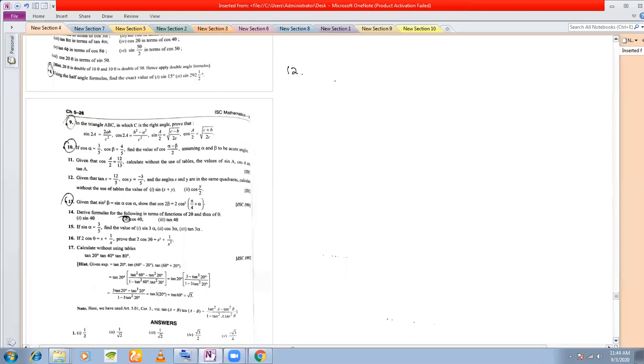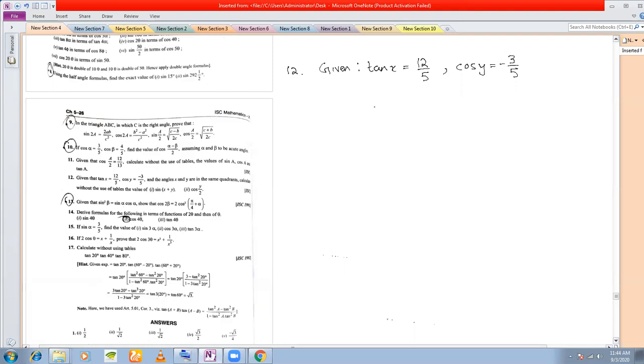Given that tan x is equal to 12 by 5, cos y is minus 3 by 5. Cos is negative here. And the angles x and y are in the same quadrant. Calculate without using tables the value of sin(x + y) and cos(y/2).